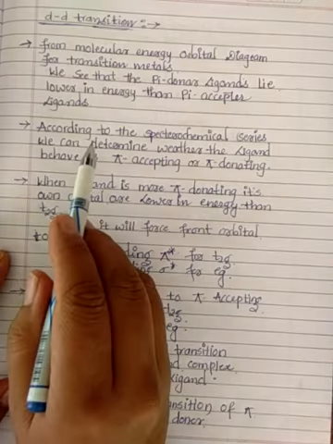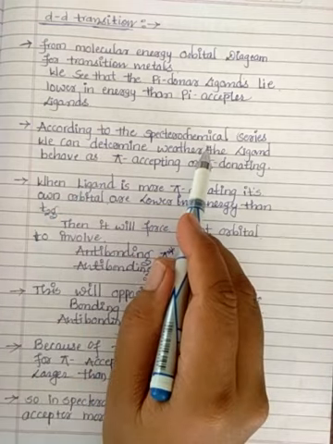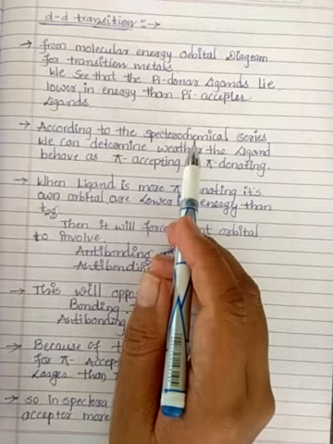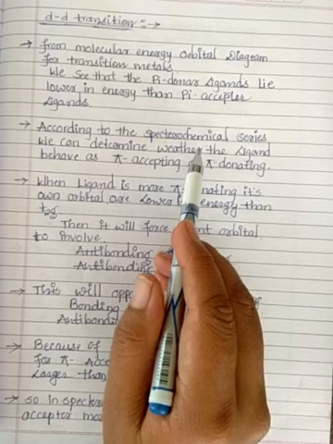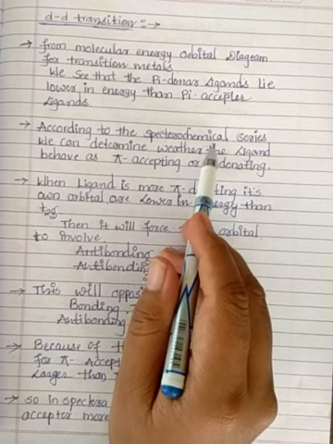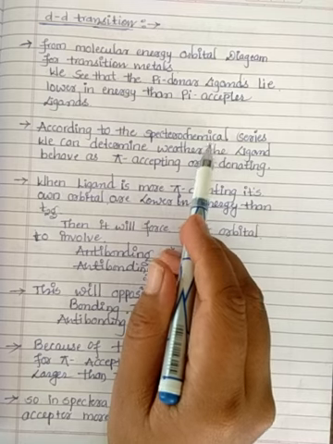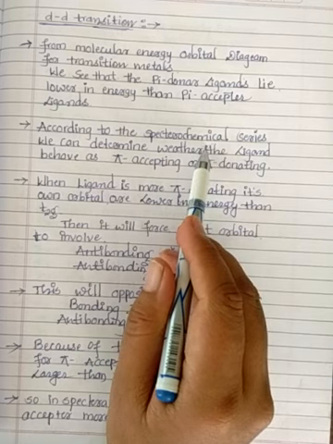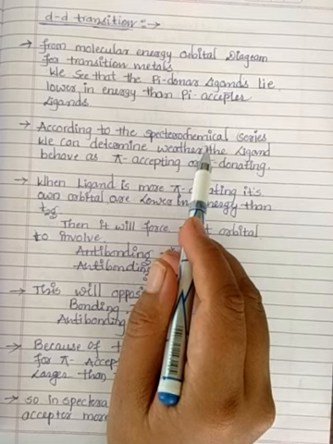Next point, according to the spectrochemical series, I have told already about the spectrochemical series: the arrangement of ligands in the increasing order of ligand field splitting energy is called the spectrochemical series, isn't it? In the last class we have already studied about the spectrochemical series.